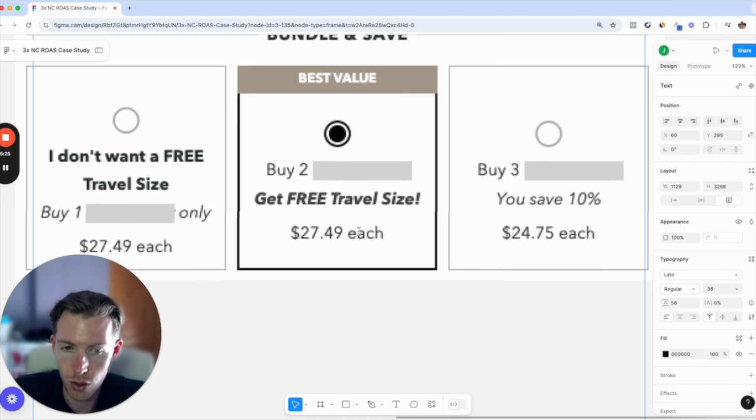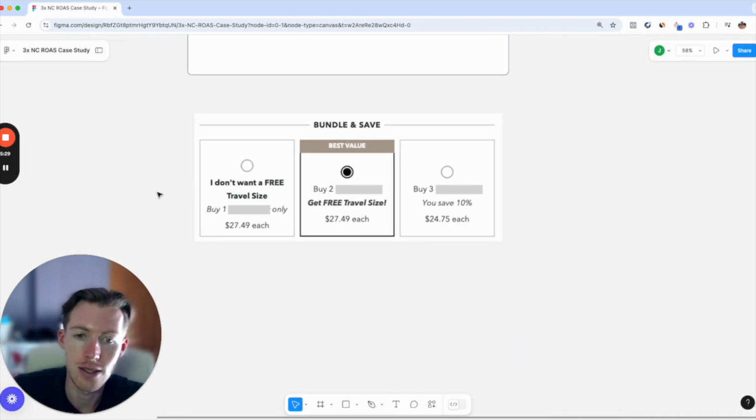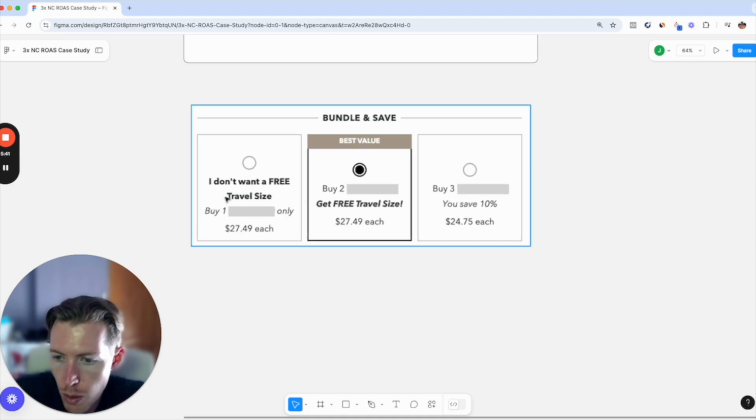So the offer structure was as follows. Basically, a quantity break offer is usually you have 3 different options, and as you purchase more, you save more, right? It's also called the more you buy, more you save offer, just another term for it. But what we did was, this was a consumable product. So if you buy one, you don't get any savings, right? We say we don't want a free travel size. If you buy 2, you get a free travel size, okay?